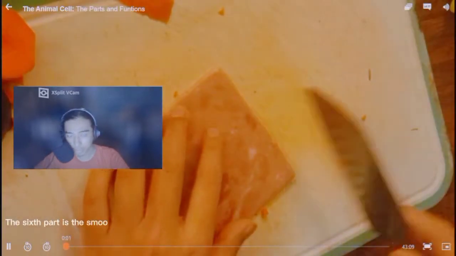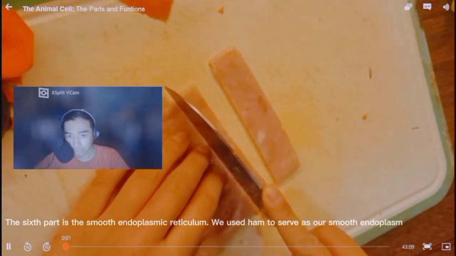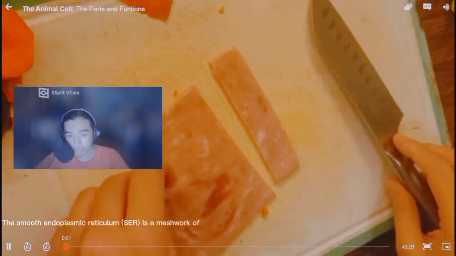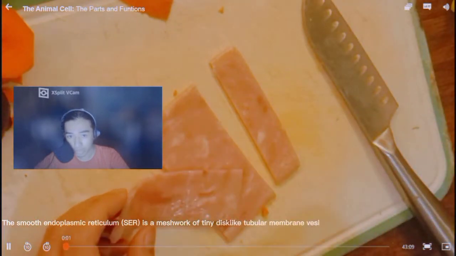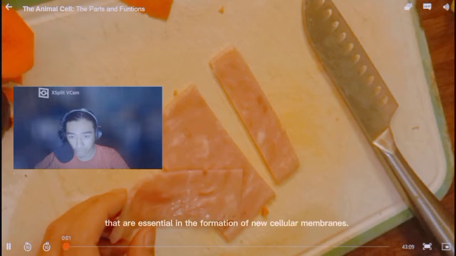The sixth part is the smooth endoplasmic reticulum. We used ham to serve as our smooth endoplasmic reticulum. The smooth endoplasmic reticulum, or SER for short, is a meshwork of tiny disc-like tubular membrane vesicles in the cytoplasm of eukaryotic cells involved in the synthesis and storage of lipids such as cholesterol and phospholipids that are essential in the formation of a new cellular membrane.